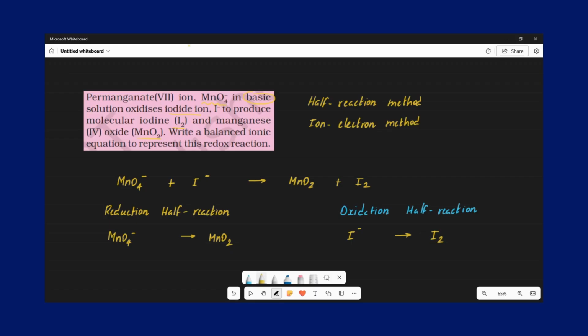By definition, I know reduction is gain of electrons, oxidation is loss of electrons. So how do I know how many electrons are gained or lost? When I consider MnO4 minus to MnO2, in MnO4 minus manganese has the oxidation state of positive 7. In manganese 4 oxide, this 4 talks about the oxidation state of manganese, positive 4. So there is a decrease in the oxidation number, which is reduction, by gain of 3 electrons. Now I am going to balance this reduction half reaction.